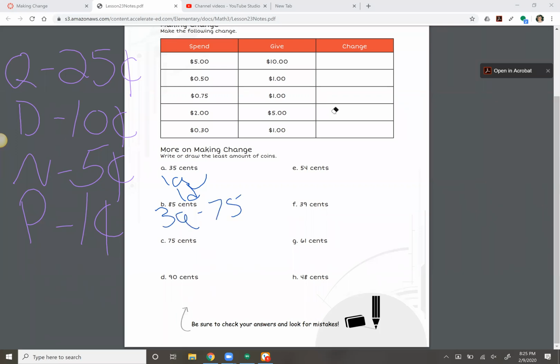And we need to get to 85. So how much of a difference is 75 to 85? 10 cents. So we need 1 dime. So 3 quarters and 1 dime is 85 cents. All right. Give it a try with the rest, my friends.